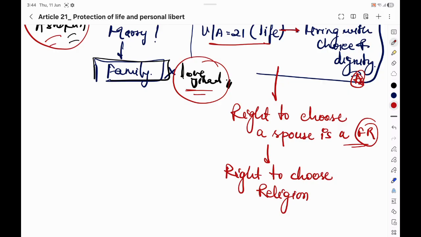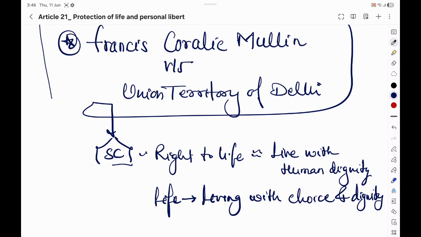Okay, there was one another case, that is Francis Coralie Mullin versus the Administrator, UT of Delhi, that was in 1981. So what happened in this case? Basically it expands the meaning of the right to life, and it firmly establishes that what?